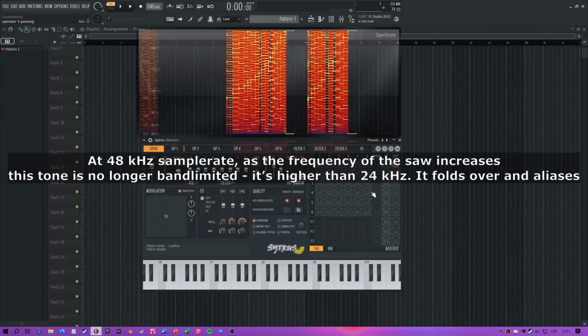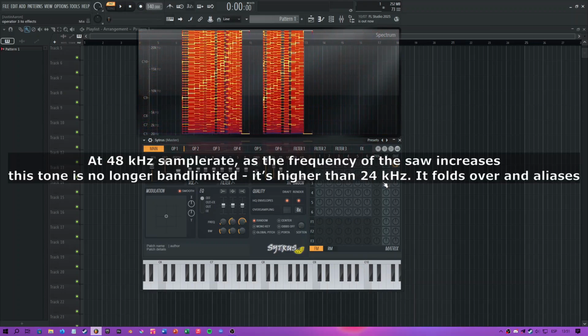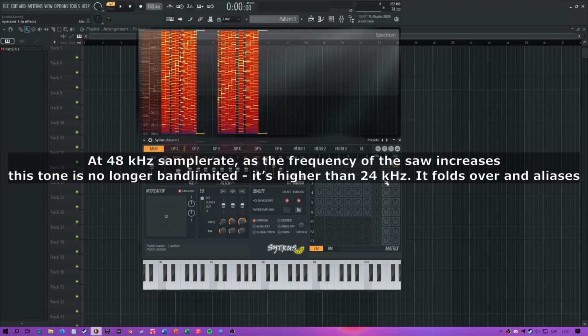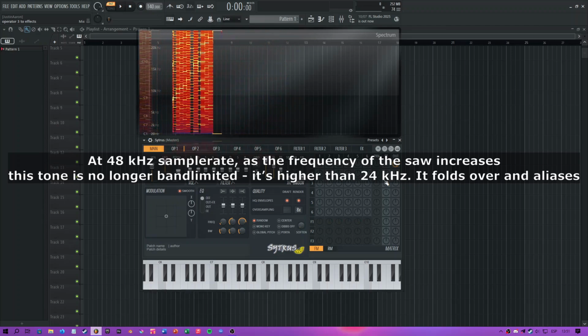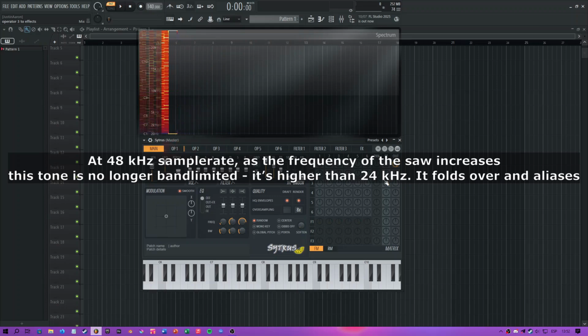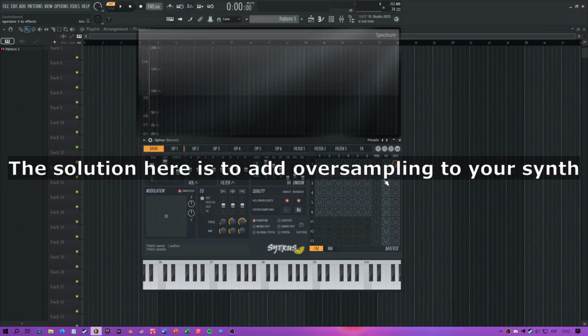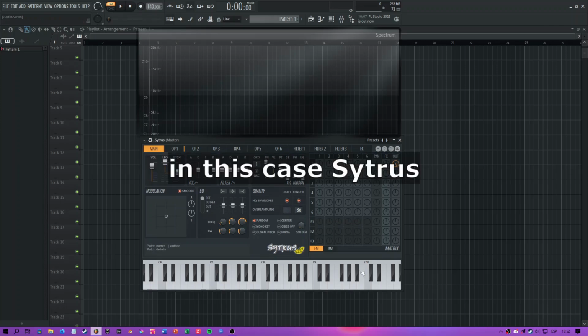At 48 kHz sample rate, as the frequency of the saw increases, this tone is no longer band limited, it's higher than 24 kHz. It folds over and aliases. The solution here is to add oversampling to your synth. In this case, Citrus.